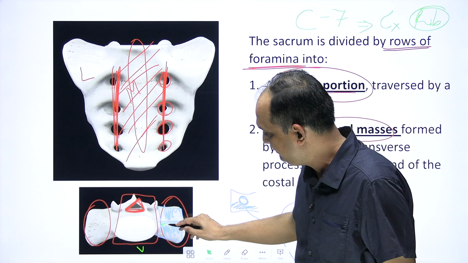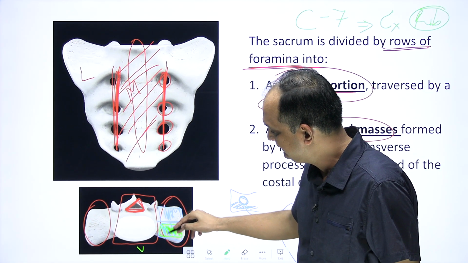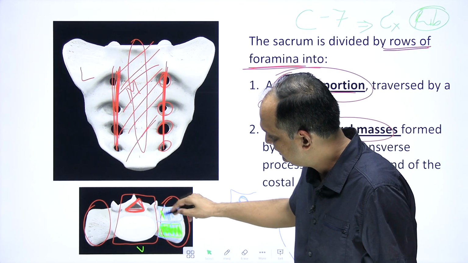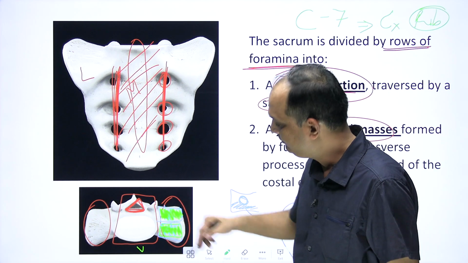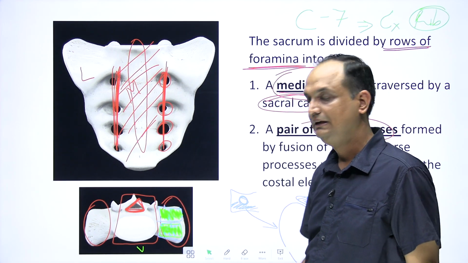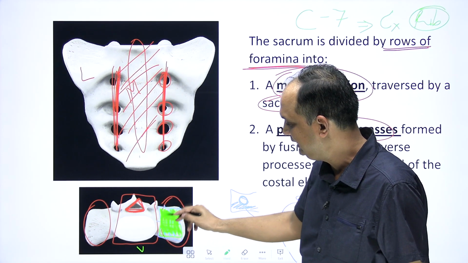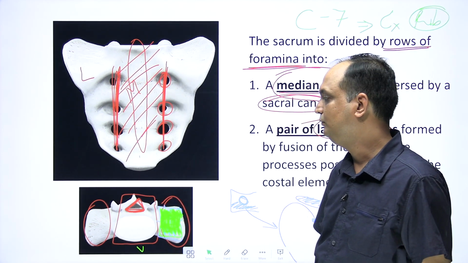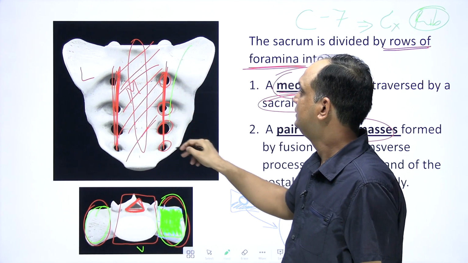So this ventral part of the lateral mass actually represents the costal element, while the dorsal part of the lateral mass represents the merged transverse processes, and later on both the costal and the transverse process elements merge with each other to form these lateral masses of your sacrum.